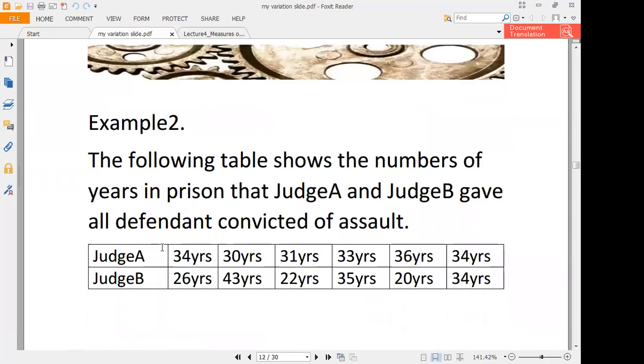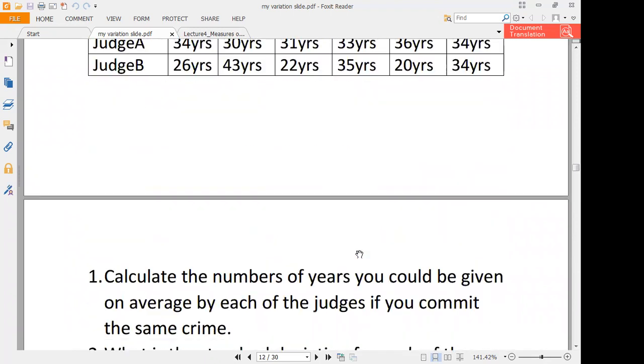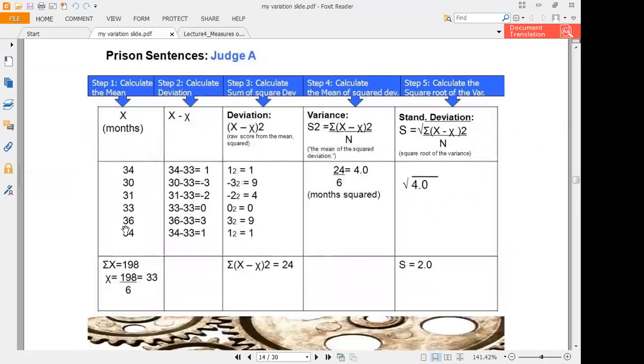So 30, 30, 34, 30, 31. So all these data are listed out here for Judge A. This is all the data sets I have for Judge A. Sorry, I actually wanted to write months in the question. So these are the data sets we have for it.